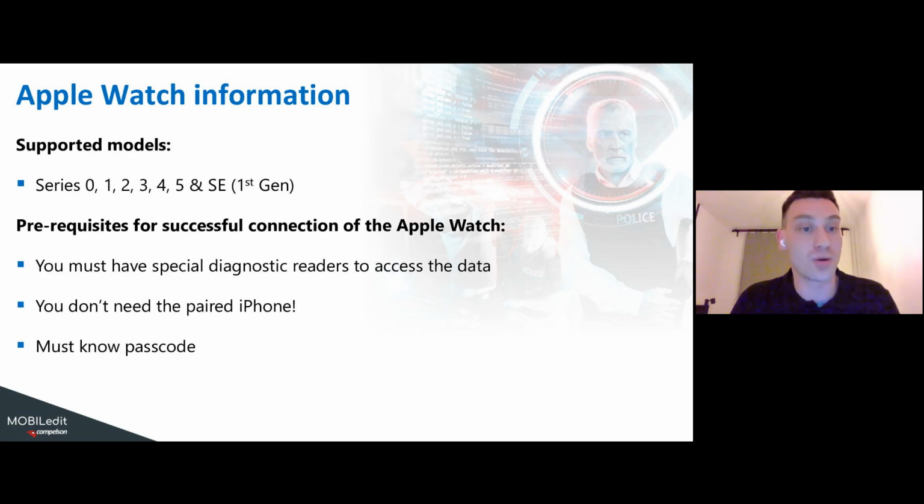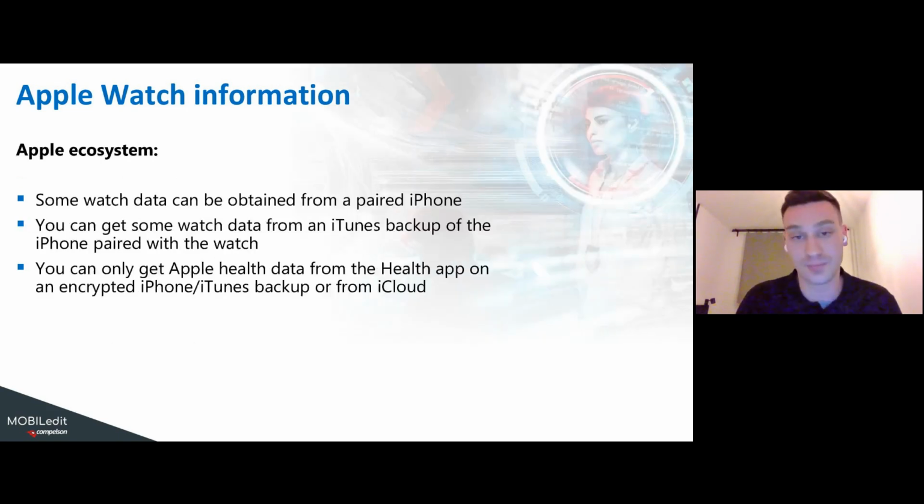Just for some prerequisites for successful connection to the Apple Watch, you must have the special diagnostic readers to access that data. You're going to have the iBus, or we recommend the S Block. That's going to be the best option. What's nice is that you do not need the paired iPhone, but you must know the password. Unlike Garmin's, you absolutely have to have it. When it's plugged in, you have to be able to confirm the trust, and in order to confirm the trust, you have to know the passcode.